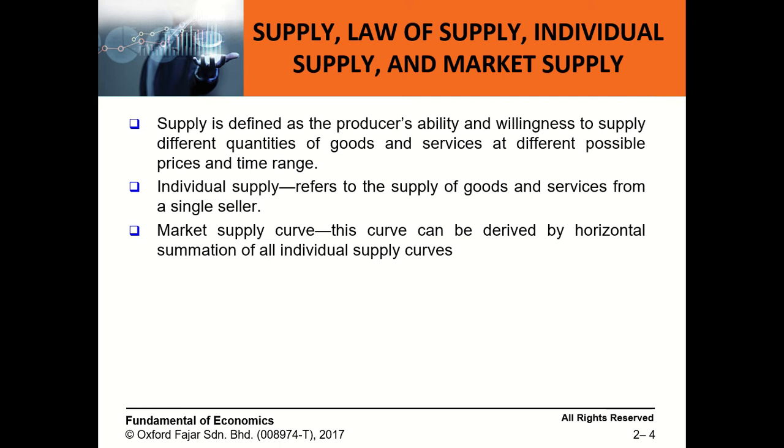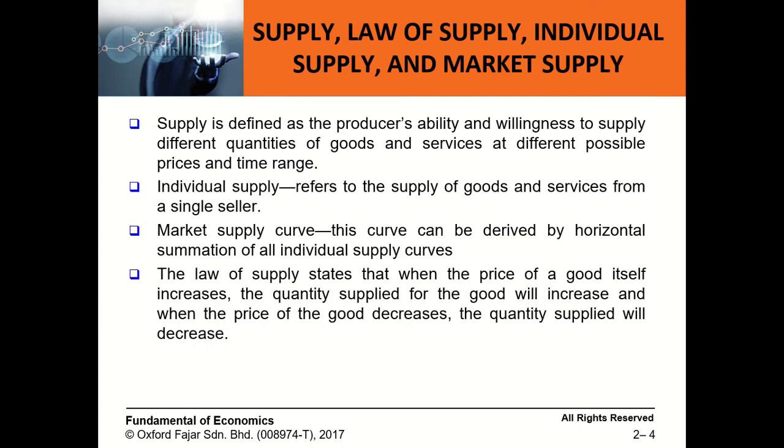Okay, now this supply can be divided into two. First is individual supply, and secondly is market supply. Individual supply refers to the supply of goods and services from one seller or a single seller. All right, and market supply is supply that can be derived by horizontal summation of all individual supply curves. So if we have three sellers and you sum all the quantity supplied by these three sellers, it refers to market supply. If you have 10 suppliers and you sum all the quantity produced by these 10 suppliers, then this is called market supply.